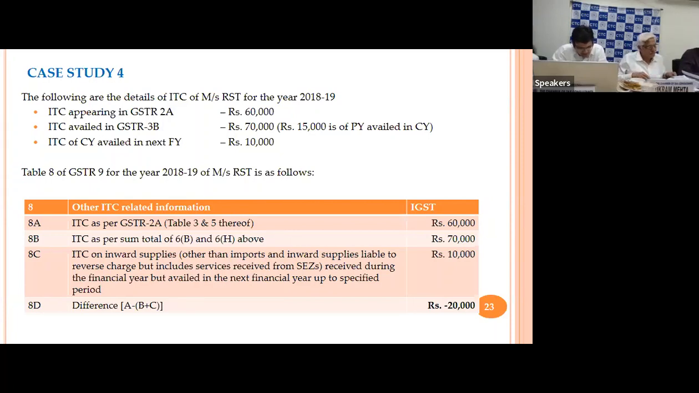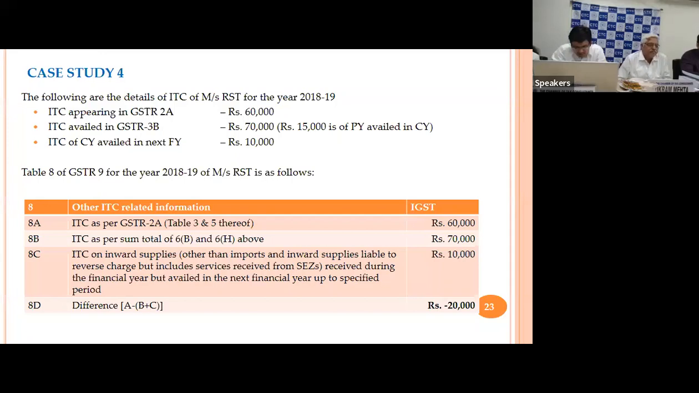Case study 4. The following are details of ITC of Mrs. RST for the year 18-19. ITC appearing in 2A is 60,000 rupees. ITC availed in 3B is 70,000 rupees, out of which 15,000 is of the previous year, which is availed in the current year. ITC of the current year, 10,000 rupees, I have availed in the next year.